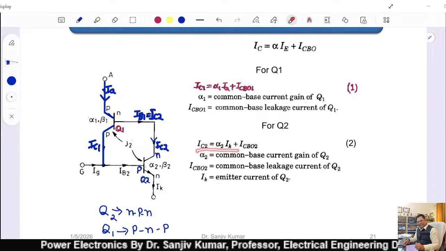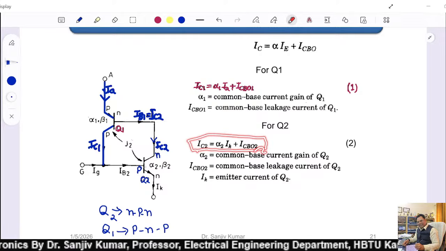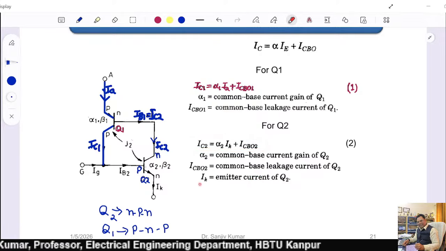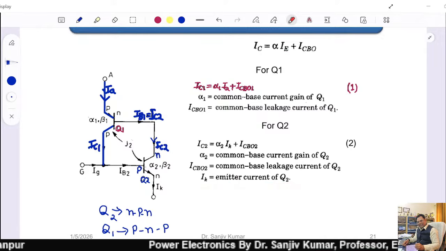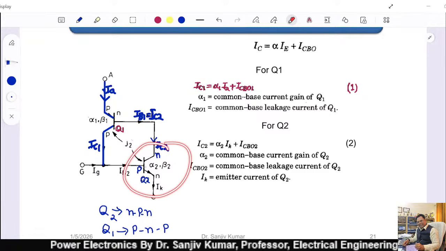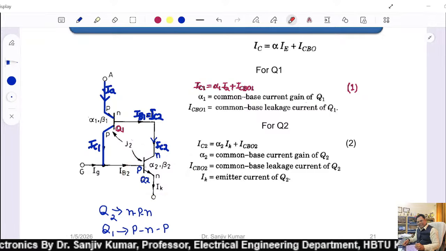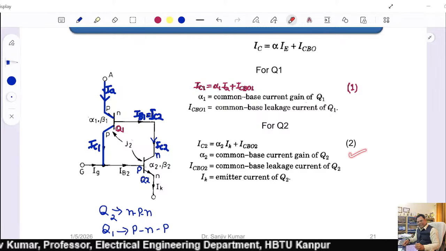IC2 is equal to alpha 2 IK plus ICBO2, because IK is what? IK is the emitter current. IK is IE for this transistor 2, right? So we have these two equations.